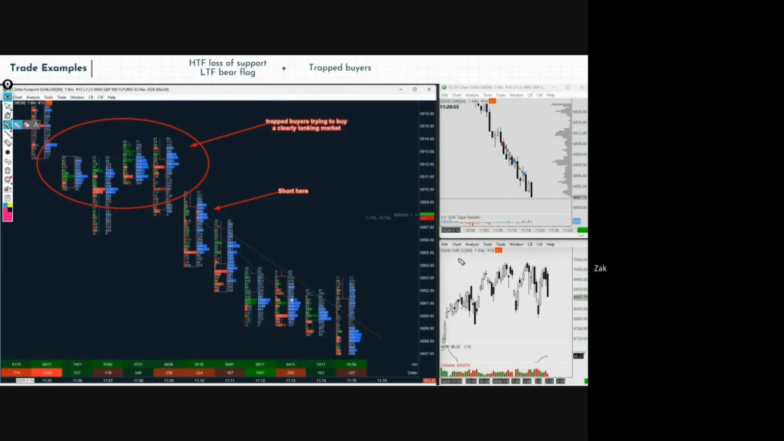This is a daily chart right here. This is a 1 minute chart, and this is a 1 minute footprint chart. On the daily, we have key support right here. We were going down, and then we lost our structural support. Once we lose the structural support, I'm thinking, okay, this is in a downtrend phase, and we're trying to get to the next level, which is like that area. So this is now trending in that area.